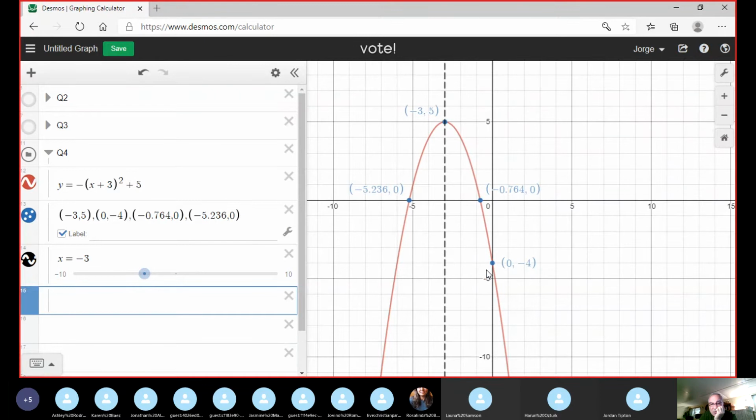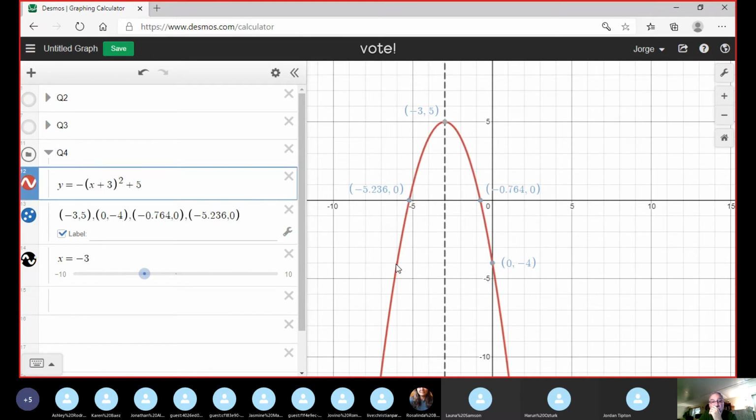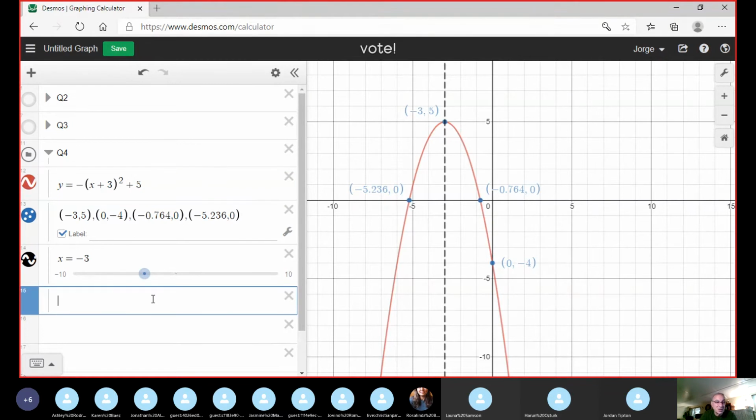Let me see now, this is 0, 4. And this is x equal -3. Basically, the distance from the axis of symmetry to the origin is 3. And this is 3 in the other direction. So I suppose, using my common sense, okay, we have 1, 2, 3. This point is the point -6, -4. Let me see if I am right or wrong. I don't know. It's -6, -4. Boom. I got it.